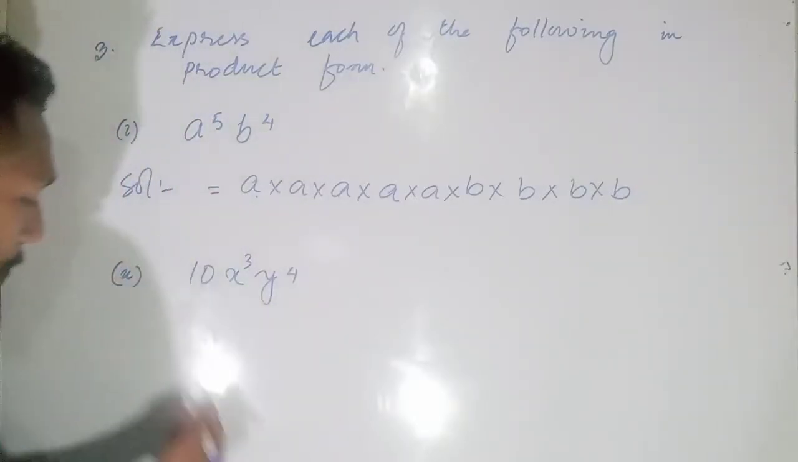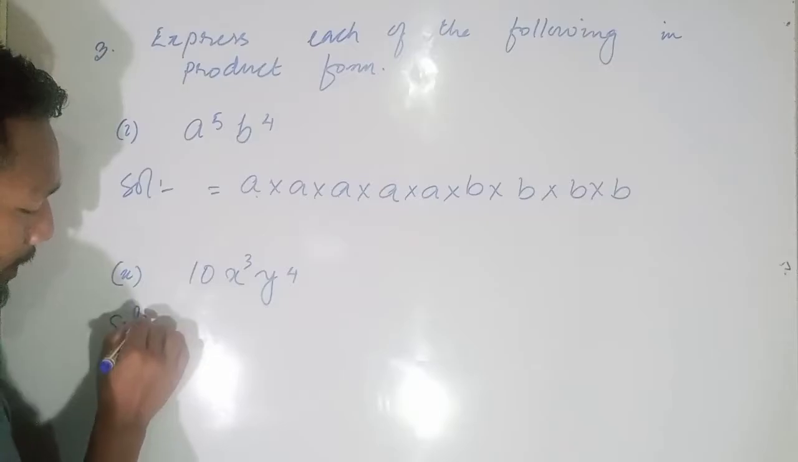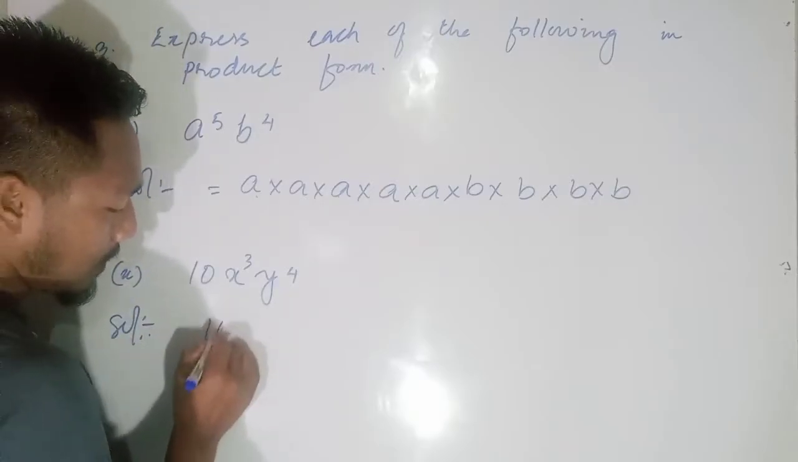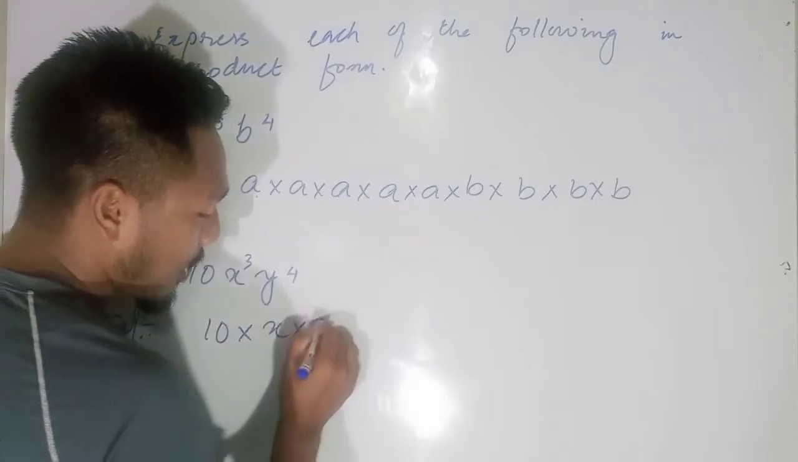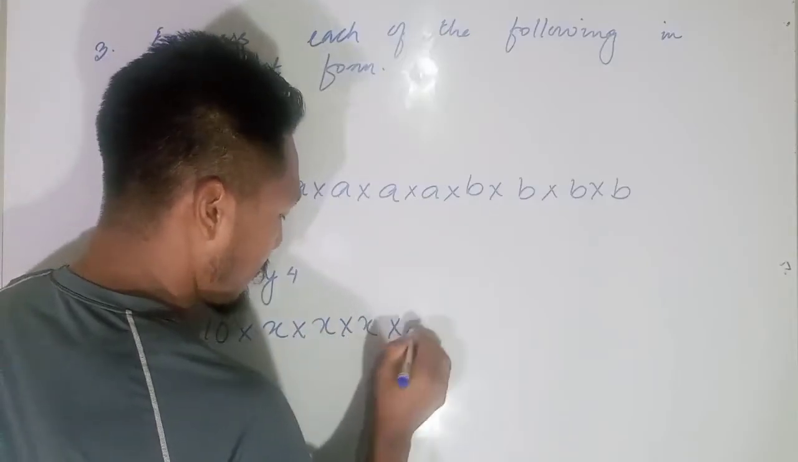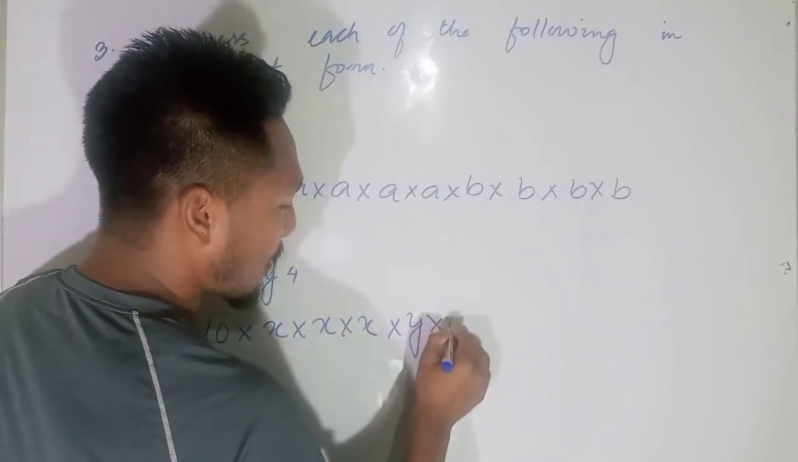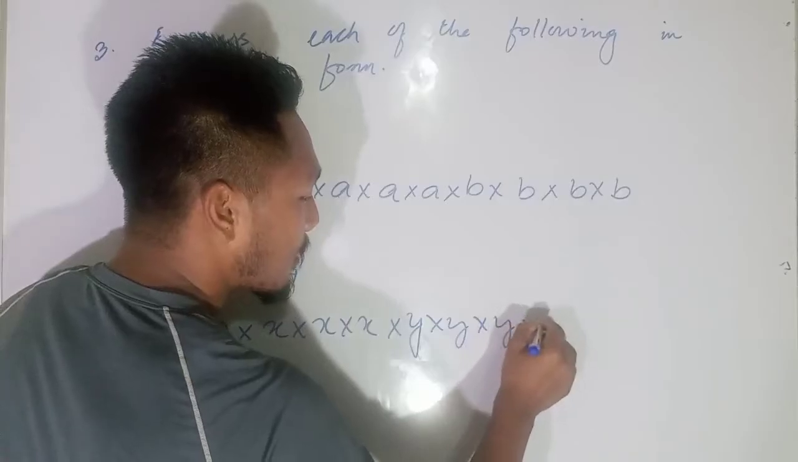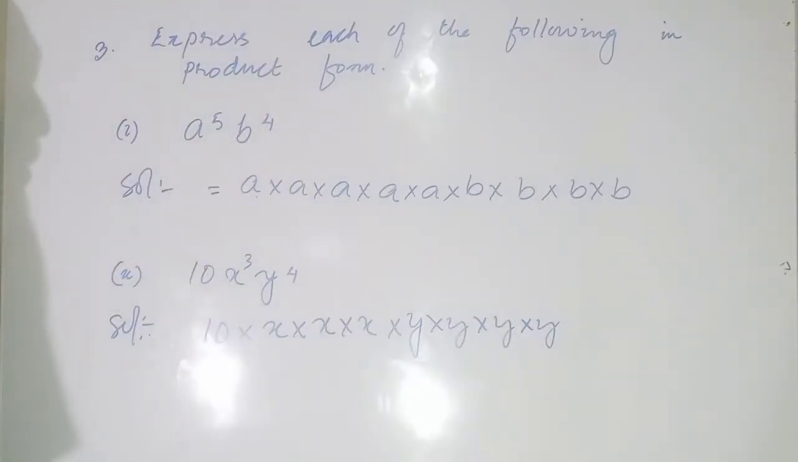Next we have 10 x cubed y to the power 4. x cubed means x 3 times I have to multiply, and y to the power 4 means y 4 times I have to multiply. This is our expression.